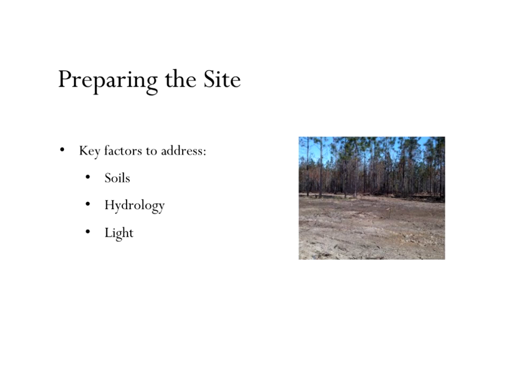So first off, you need to prepare the site, and the key factors you need to address are obviously soils, hydrology, and light. Soils can be impacted by if it was an old ag field or if it was a plantation area that had been bedded. You have to address issues with the soils. Hydrology would need to be addressed if the hydrology had been affected by canals or bedding as well. And then light is pretty self-explanatory in that you need to get light back on the ground to restore understory species.